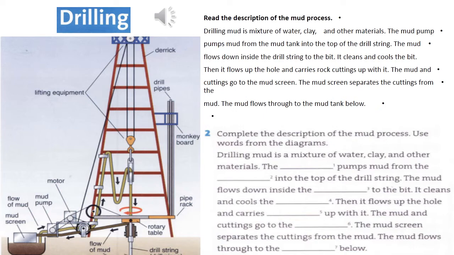The mud and cuttings go to the mud screen. The mud screen separates the cuttings from the mud. The mud flows through to the mud tank below.